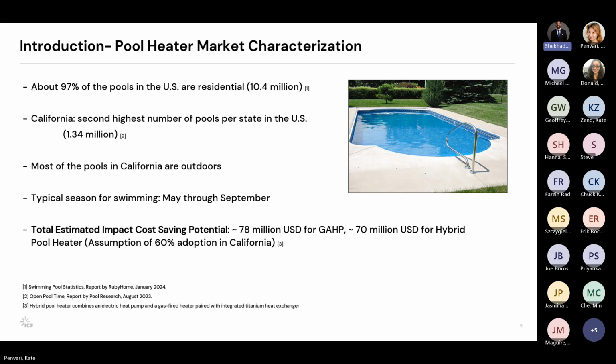I would like to highlight the total estimated cost saving potential of two emerging technologies. First of all, gas absorption heat pump. The estimated cost saving potential is about 78 million US dollars and about 70 million US dollars for hybrid pool heating, and this is considering 60% adoption in the state and saving estimates coming from the later part of the study.